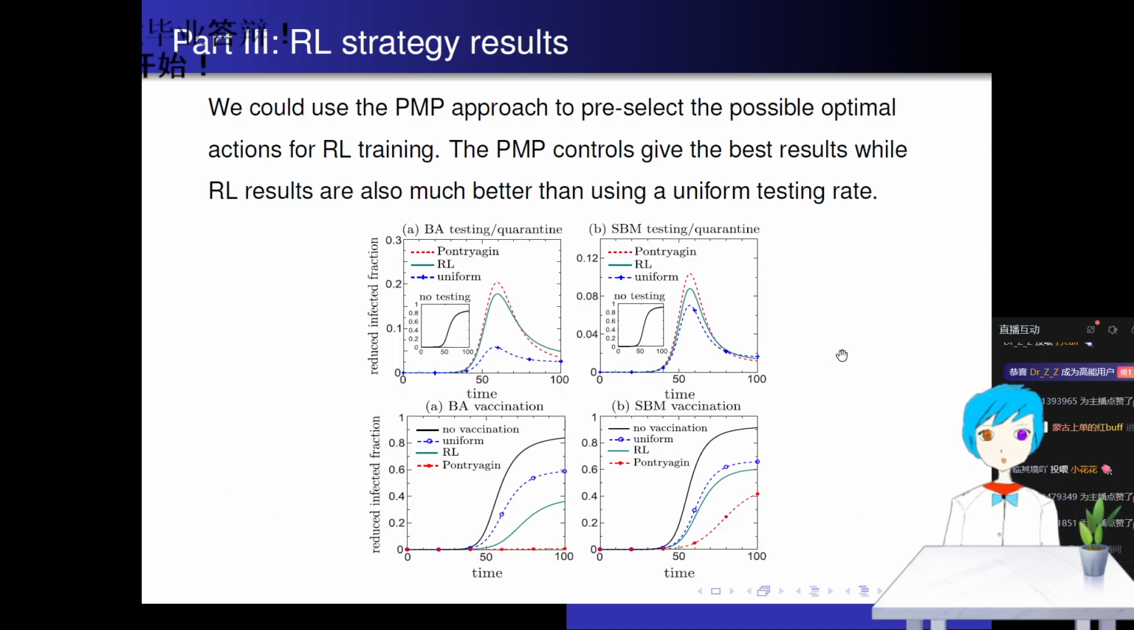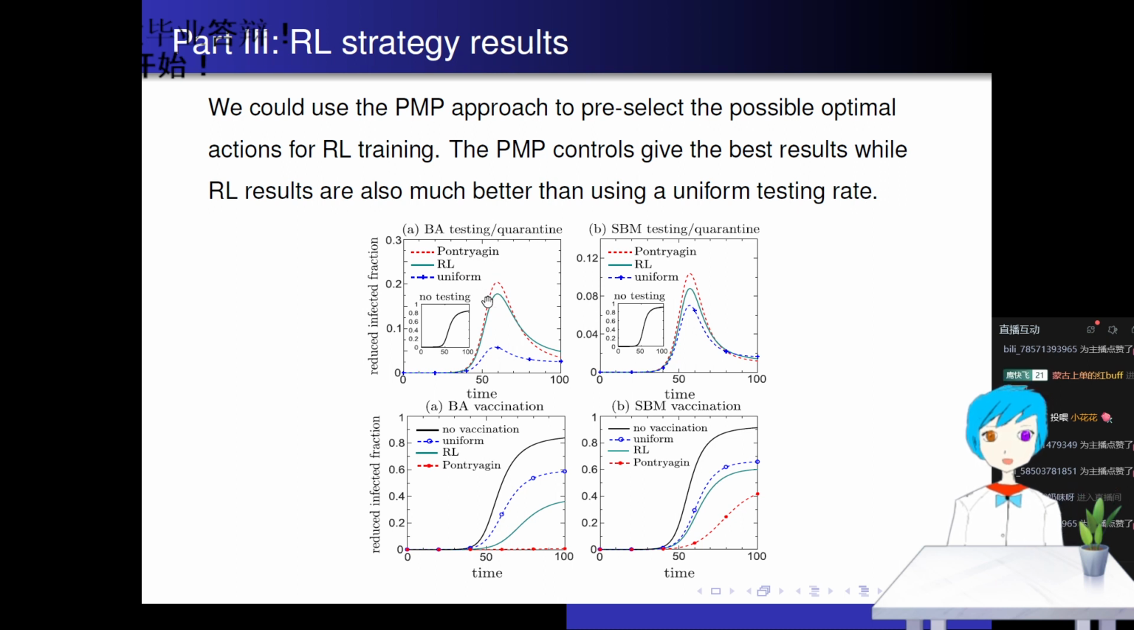Actually, we found that we could use the PMP approach to pre-select the possible optimal actions for the reinforcement learning training, because the action space is usually continuous for the RL method. But we found that under the PMP approach, the optimal strategies can only occur on the extreme points in the action space. So the set of extreme points is a finite set. So we can use that finite set as our action space to greatly boost training efficiency.